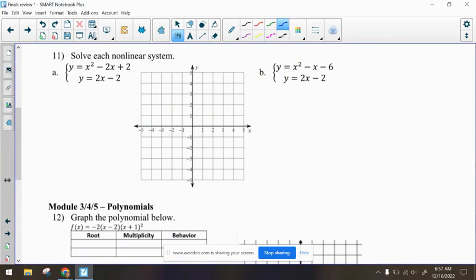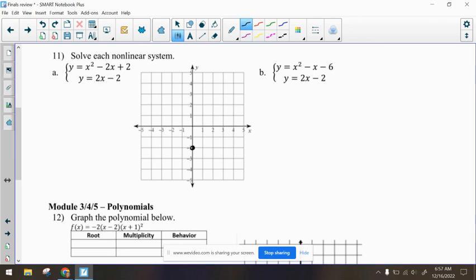On to question 11, we are now solving each nonlinear system. We can solve it graphically or algebraically. First one, we're solving graphically since they provide me with that coordinate plane. So I'm going to graph the quadratic, graph the line, and then look for the point or points where they intersect. So let's go ahead and start with the line. That's always going to be the easier of the two to graph.